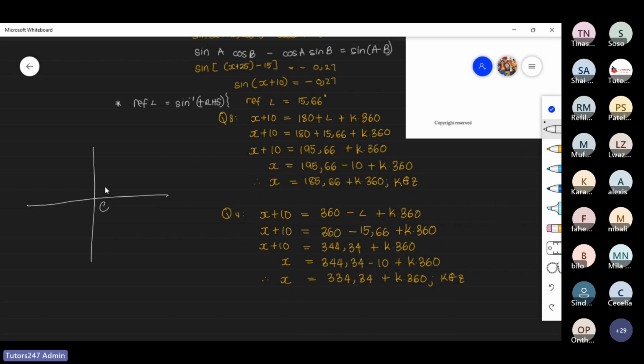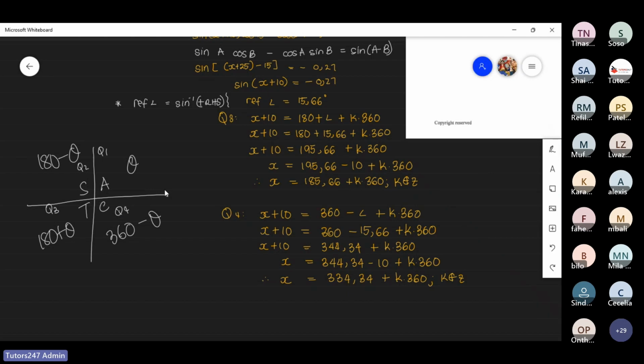So this is your CAST diagram, right? Now, this is theta. This is 180 minus theta. This is 180 plus theta. This is 360 minus theta. So quadrant 1, quadrant 2, quadrant 3, and quadrant 4. Depending on what quadrant you are in, you use the corresponding reduction formula.